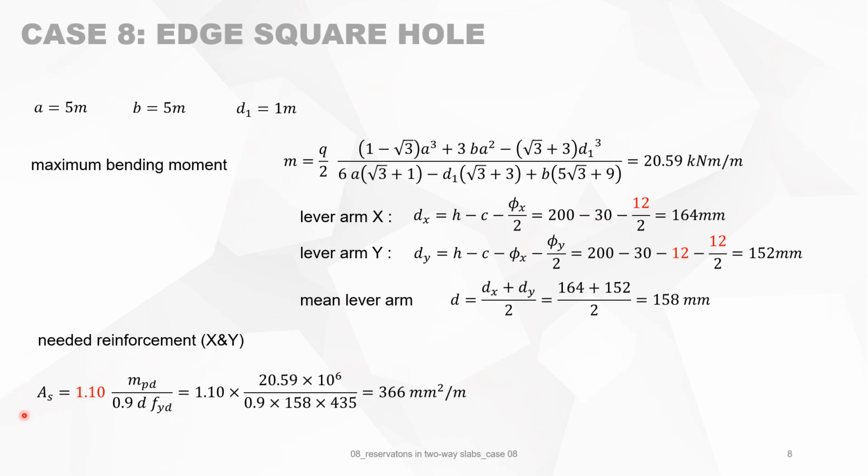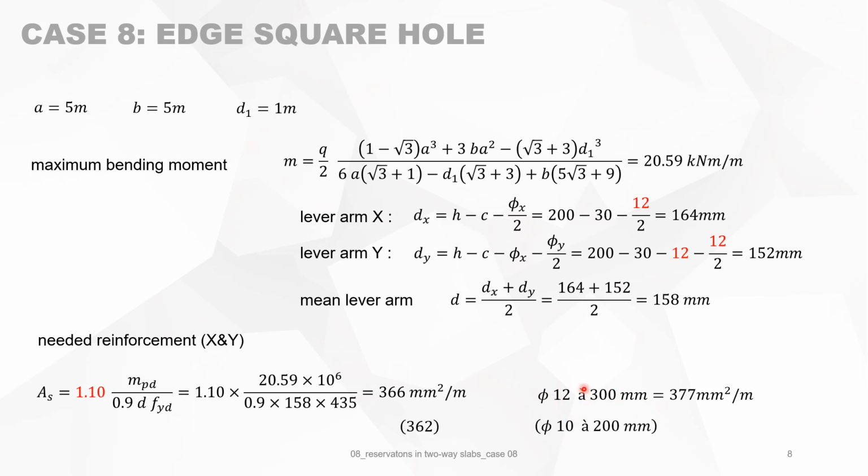So the needed reinforcement is then the bending moment divided by the lever arm and the yield strength of the steel. And we augment it by 10% because this is an upper bound method. We put in the different numbers and we need 366 square millimeters per meter, or diameter 12, 3 per meter, or every 300 millimeters, and diameter 12 gives you 377.